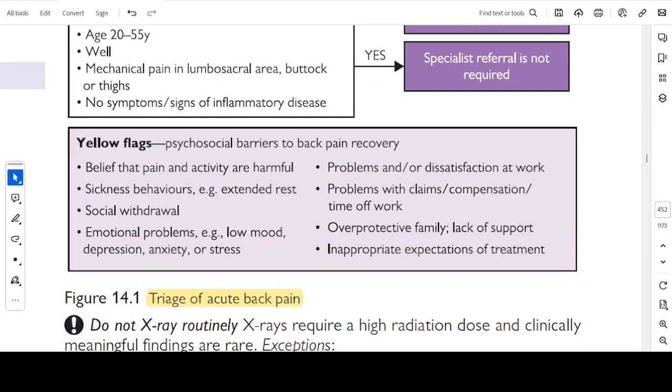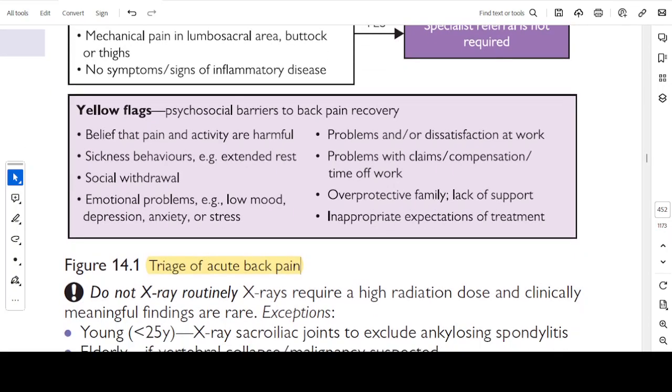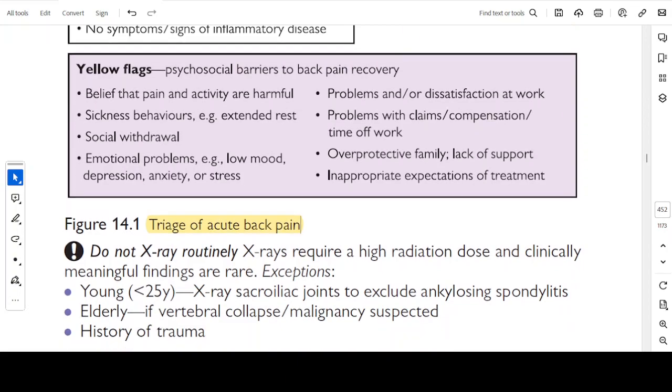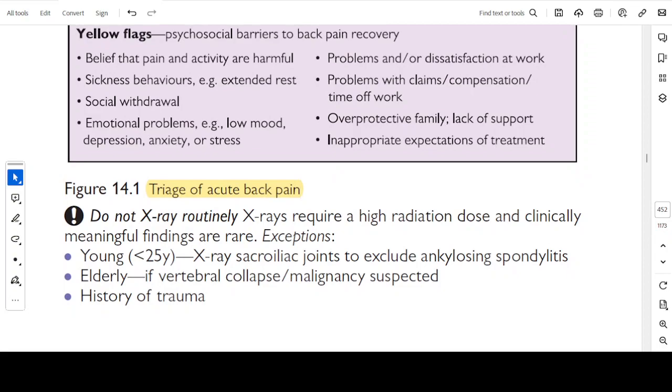Yellow flags are psychosocial barriers to back pain recovery. Belief that pain and activity are harmful. Problems or dissatisfaction at work. Sick behaviors, extended rest, social withdrawal, emotional problems, low mood, depression, anxiety or stress, problems with claims or compensation or time off work, overprotective family, lack of support, inappropriate expectations of treatment. So these are the psychosocial barriers to back pain recovery.